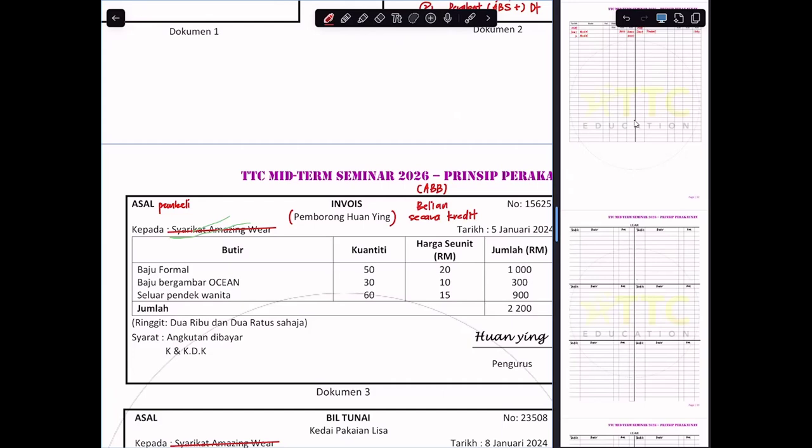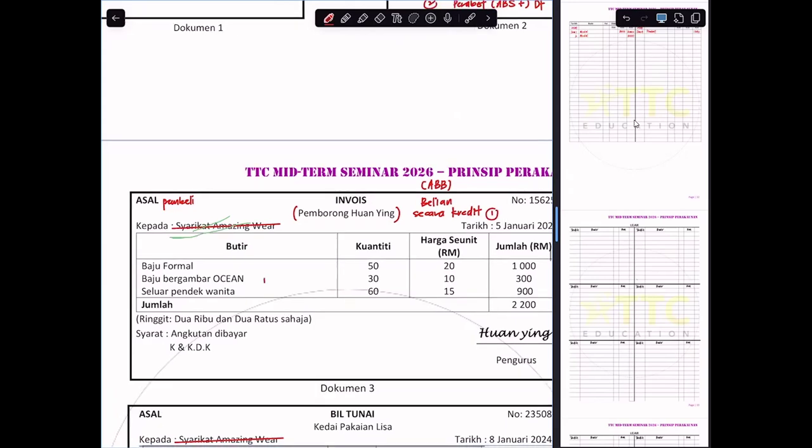And when you want to record into journal khas, there are two requirements that you need to meet both at the same time. First one, secara credit. Yes, we got. How about inventory? Are these inventory? Are these our product that we are selling in this question? Baju formal, baju, seluar. What are we selling? Yes, we are selling kayan. So all these are clothes that we are selling. It will be our inventory lah. That meets both requirements for journal khas, so we can confirm record in the journal khas.